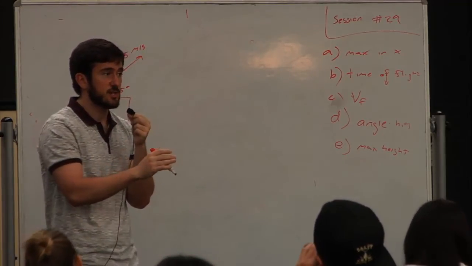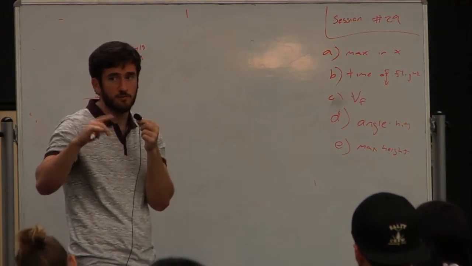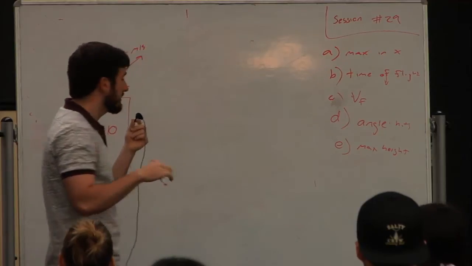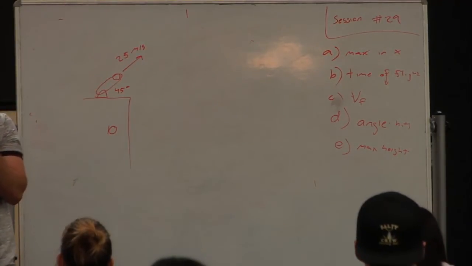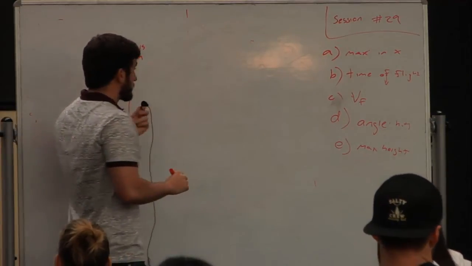The next step is to write out your variables. So we have the x and y direction, right? Maybe it's better to do it over here. So we have x, y, vi, vf, a, t. Those are your big five.